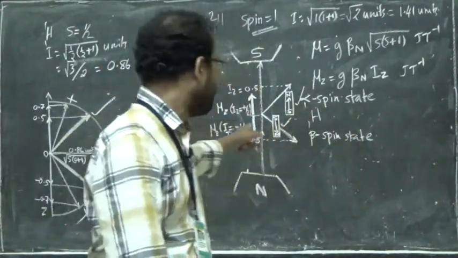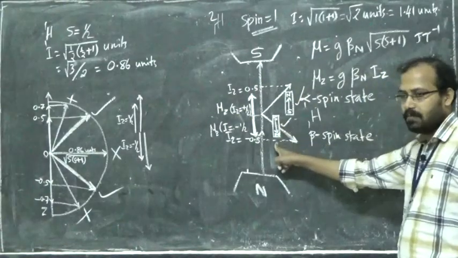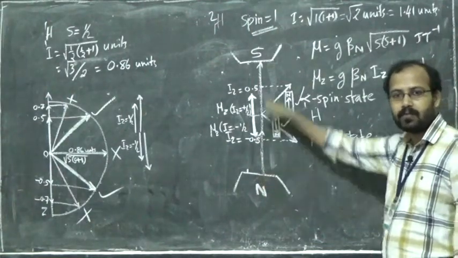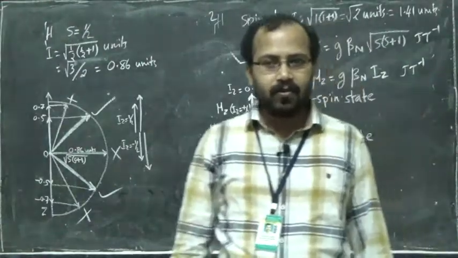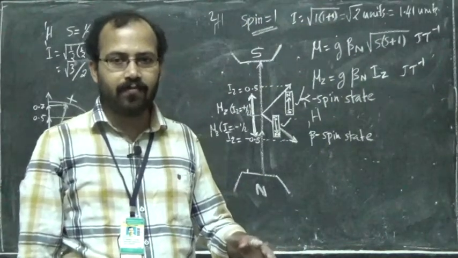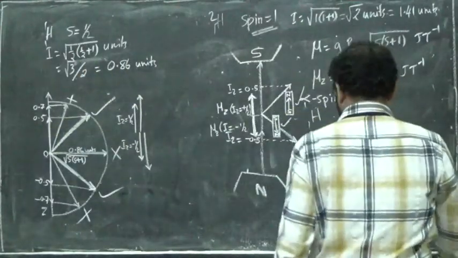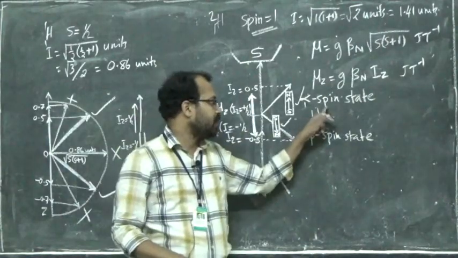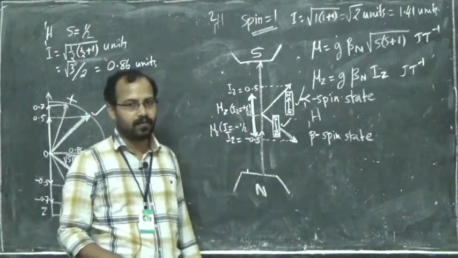But in the other case, you can look at the magnetic lines of force. It is from top to bottom, but the magnetic lines of force of the external magnet is from bottom to top. They are in the opposite direction. So the beta spin state is not oriented in the same direction of the applied field. It is opposing. So the alpha spin state and beta spin state are there like this, and the alpha spin state is a low energy situation and beta spin state is a high energy situation.